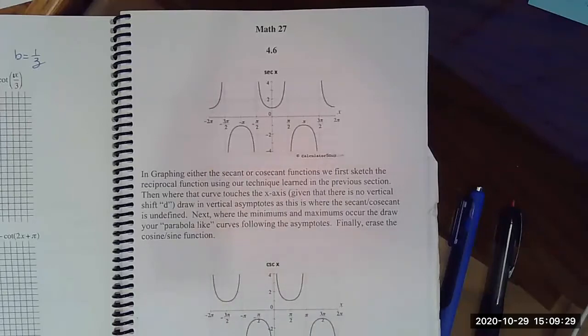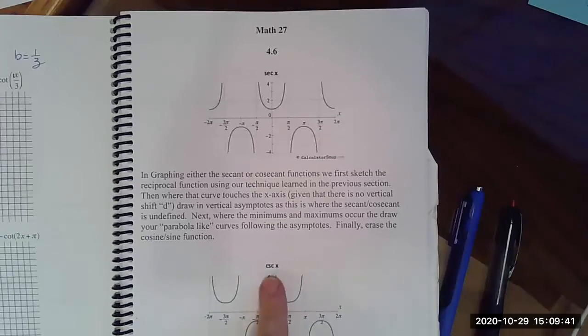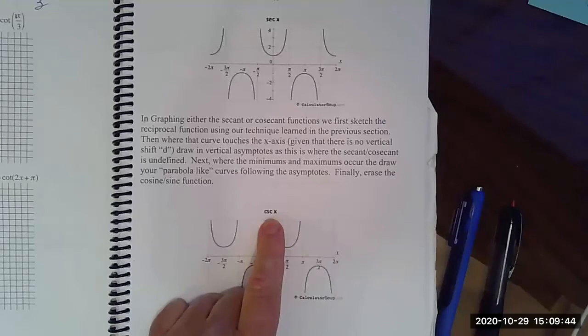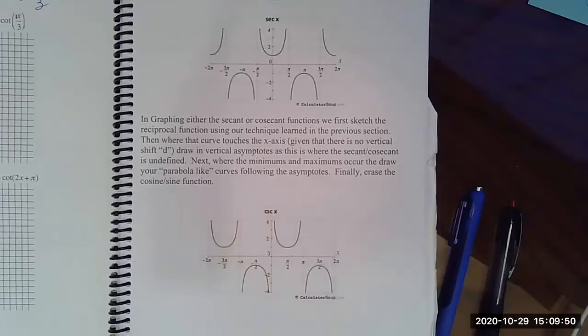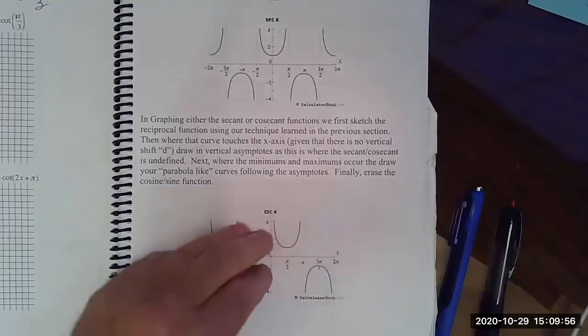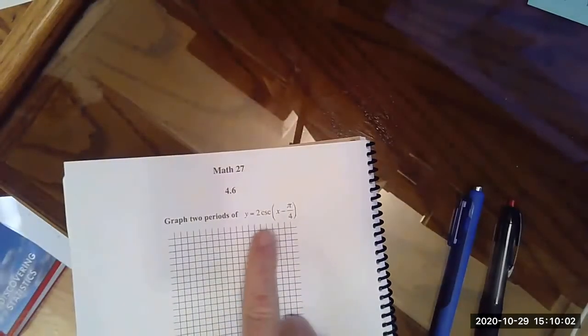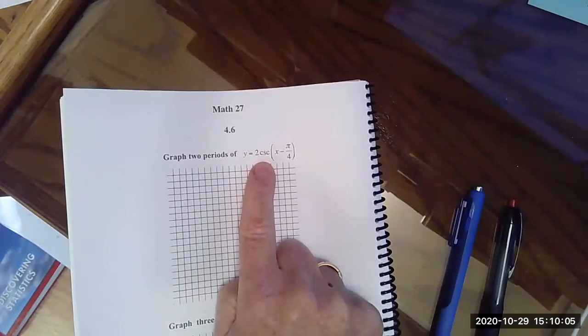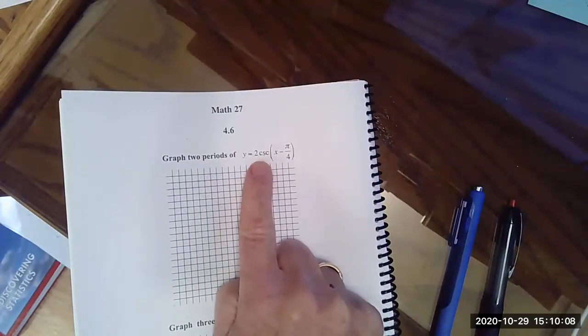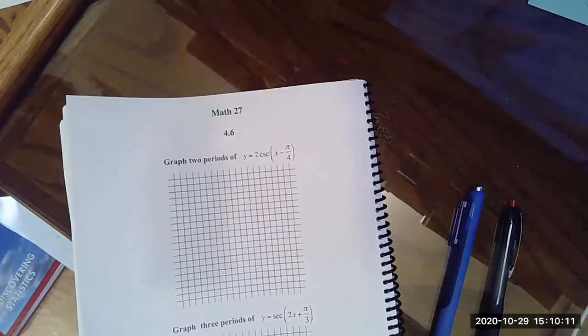vertical asymptotes. So the way I teach these is I say draw carefully and lightly the reciprocal function of it. So if I were going to do this, the cosecant, the reciprocal is sine. Cosecant, the reciprocal is sine. So I start off drawing the sine function. I make that y equals 2 sine of x minus pi over 4.